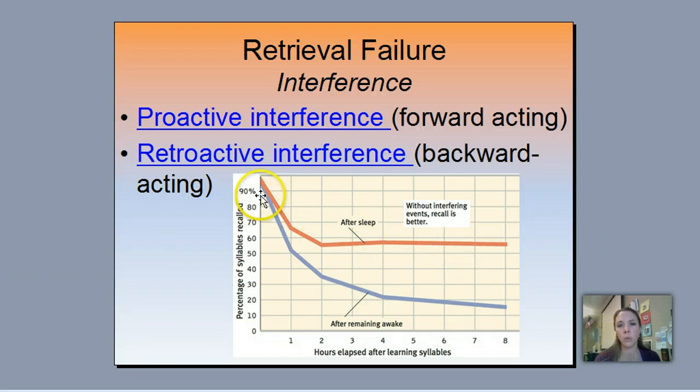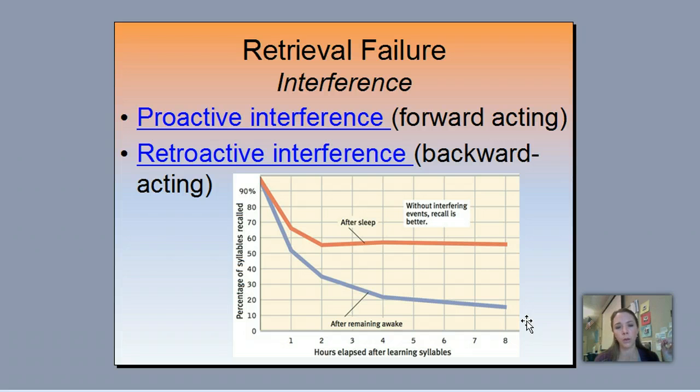Versus if you learned it and then went on to your other classes and stayed awake and talked to your friends. So after remaining awake, hours elapsed after learning syllables, the percentage retained goes down a lot. You should really think about this before cramming for a test right before you go to sleep, and then having as little interference as possible before you take that test.